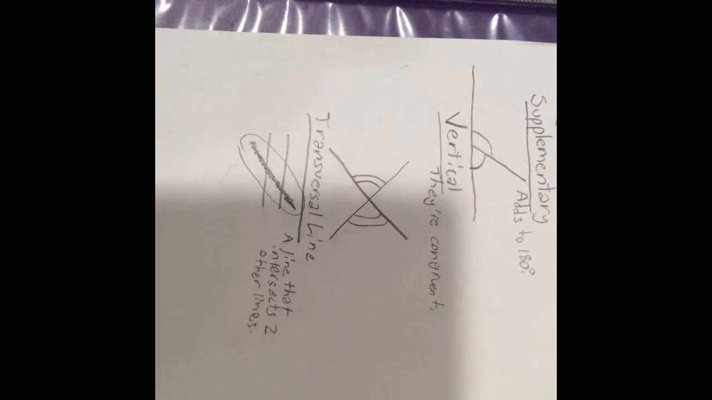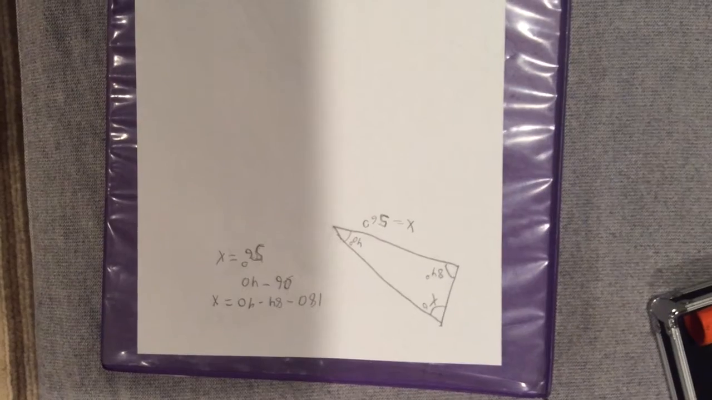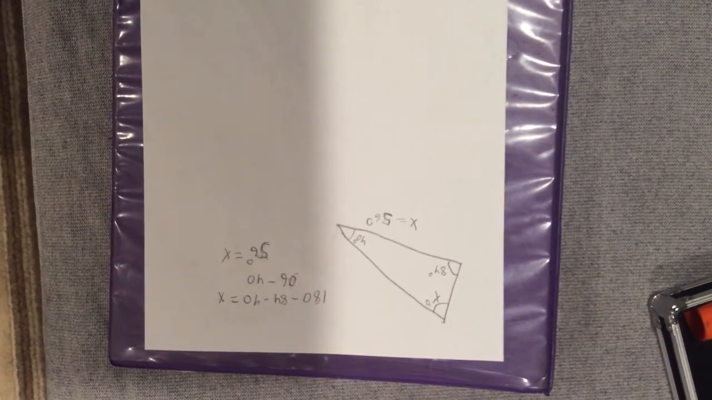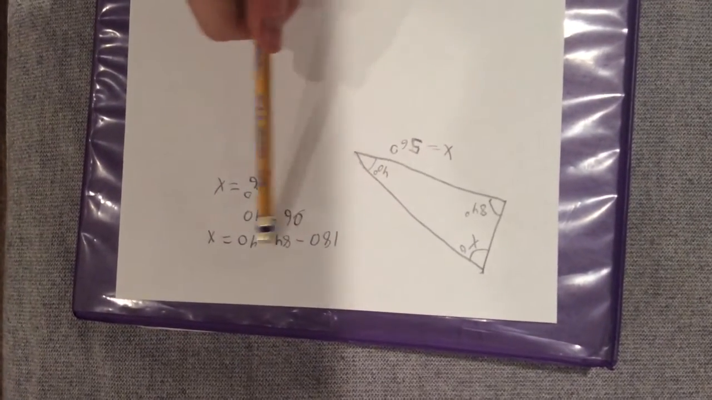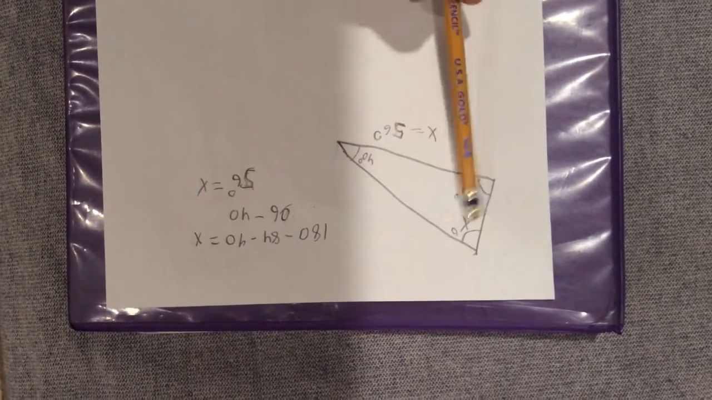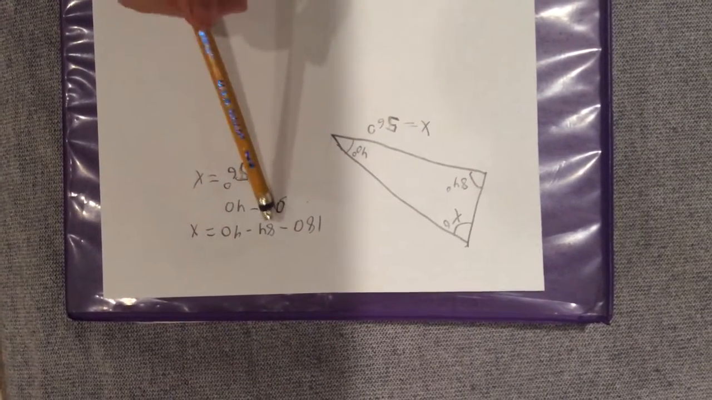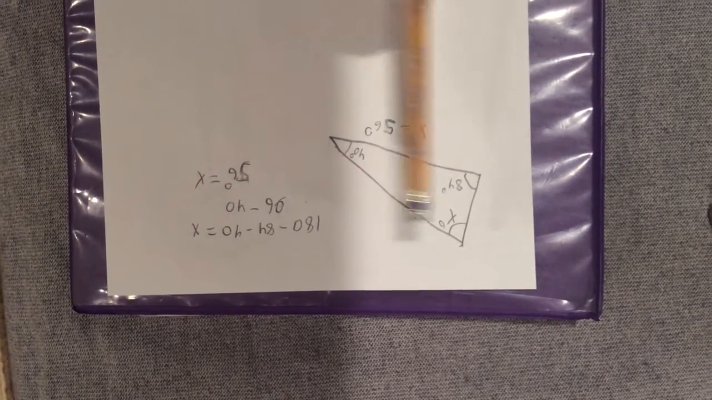A transversal line is a line that intersects two other lines. The triangle sum theorem says that all angles of a triangle always have to add up to 180 degrees. This means that using two angles of a triangle, you can easily find the third one. For instance, 180, which is the amount that all triangles add up to, minus 84, which is this, minus 40, which is this angle, equals x, which is this angle. So 180 minus 84 is 96. 96 minus 40 is 56, which is this angle right here.